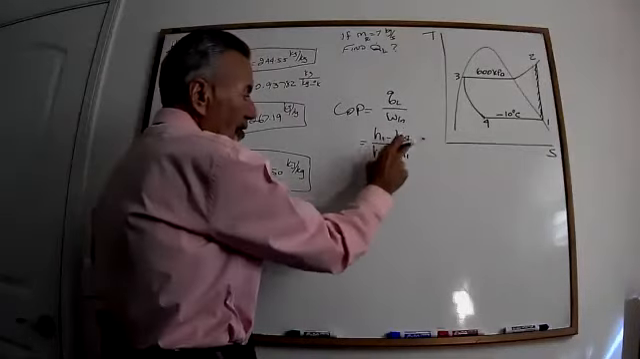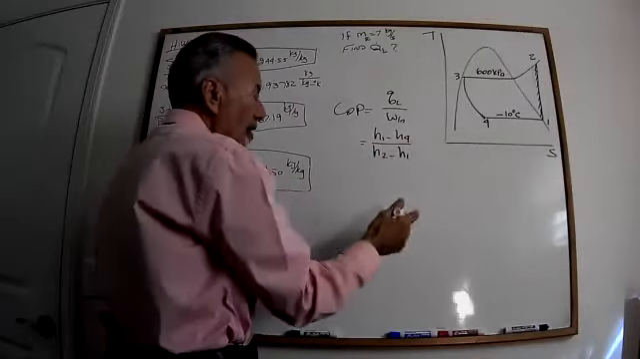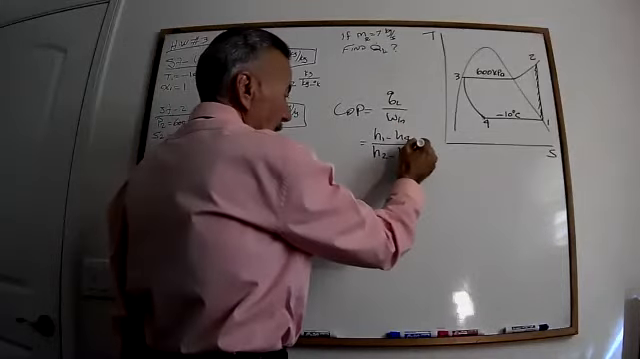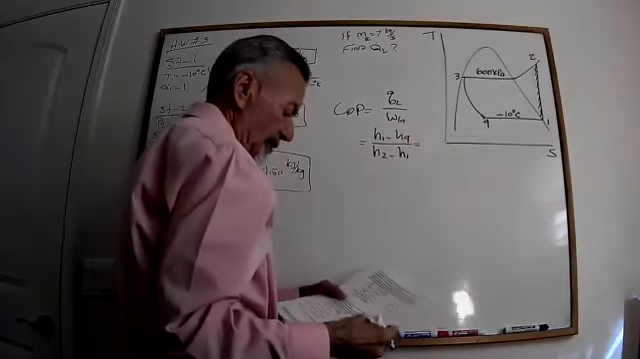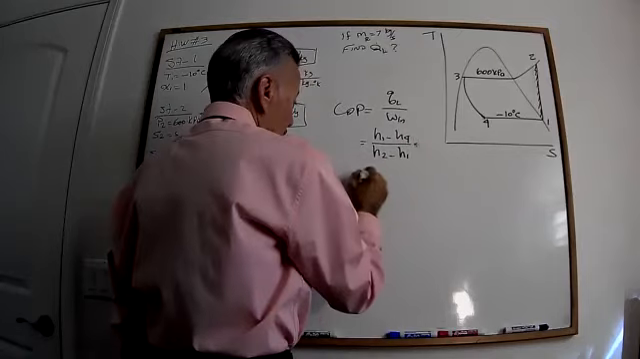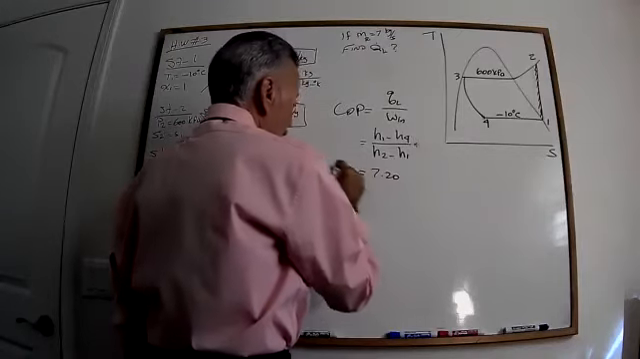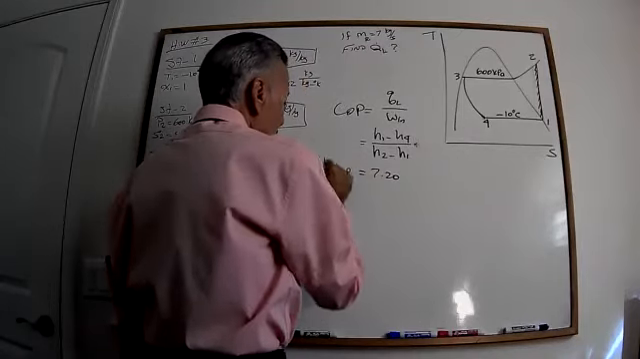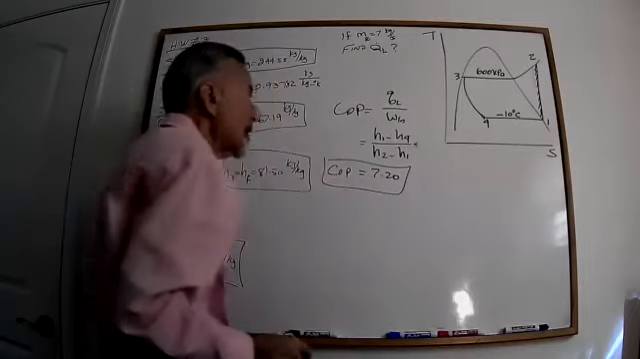So we have H values H4, H2, and H1. Once you plug the numbers in, you will find the value of COP to be 7.20. That's the first part of the problem.